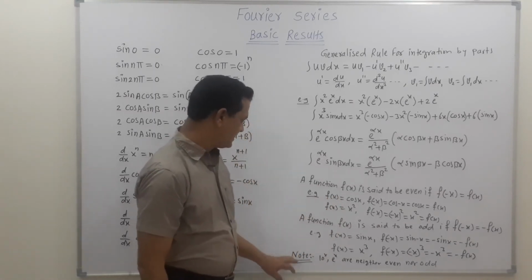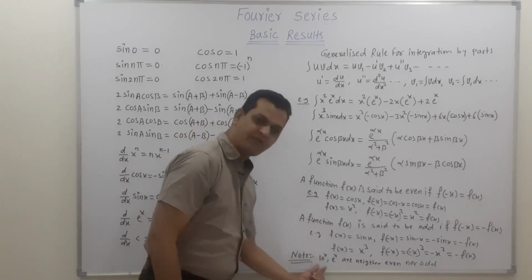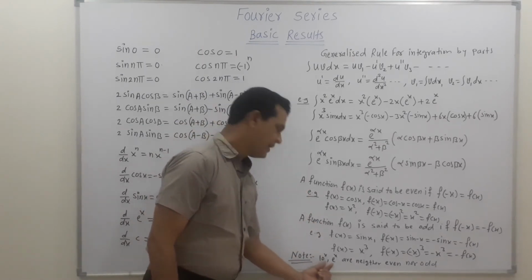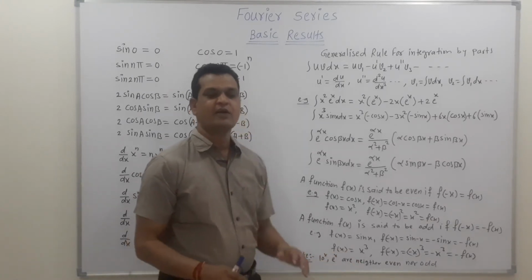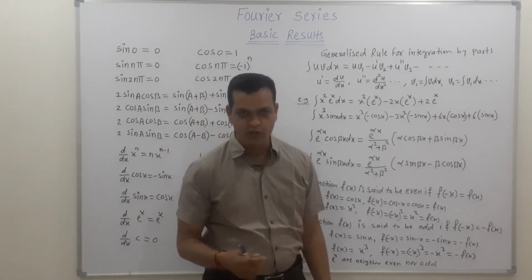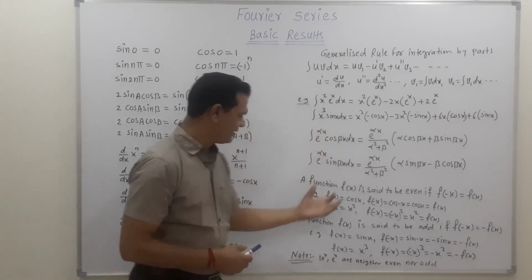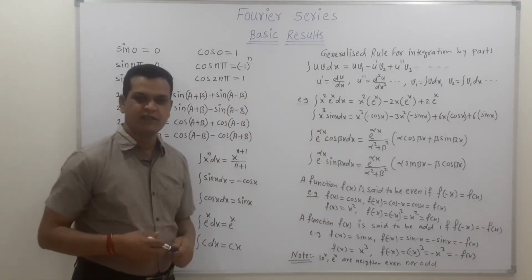And the most important thing is that functions of the form 10 raised to x, e raised to x, that means exponential functions, such types of functions are neither even nor odd. So friends, these are the important definitions for learning the Fourier series.